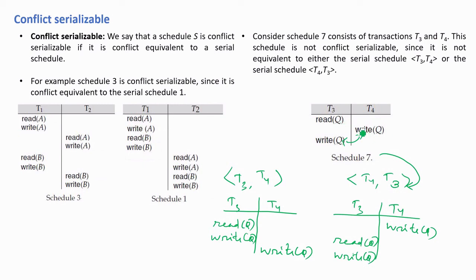We cannot swap them because this read Q and write Q access the same data item Q, and one of them is a write operation. So these are conflicting instructions which cannot be swapped. We cannot get this serial schedule from schedule 7, nor can we transform schedule 7 to the serial schedule T3, T4. Hence schedule 7 is not conflict serializable because it is not conflict equivalent to a serial schedule. So this was for today. Thank you.